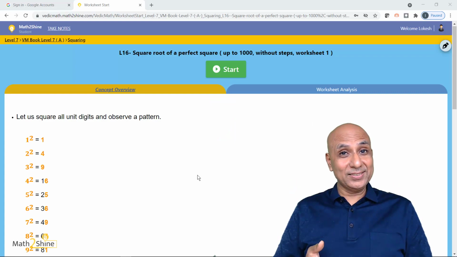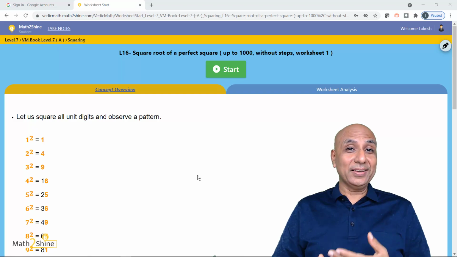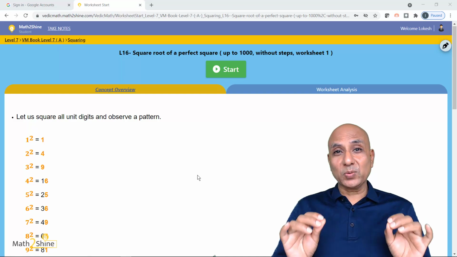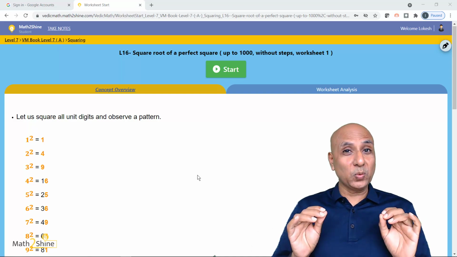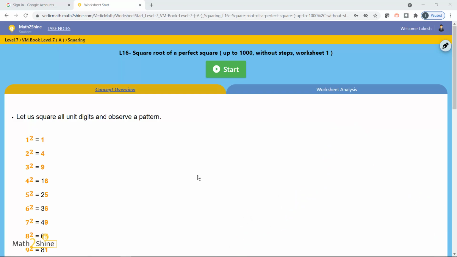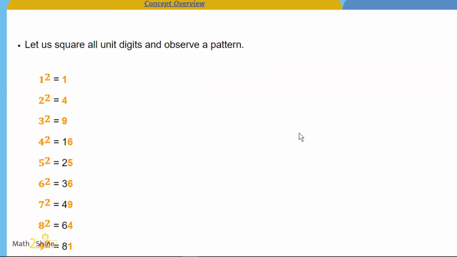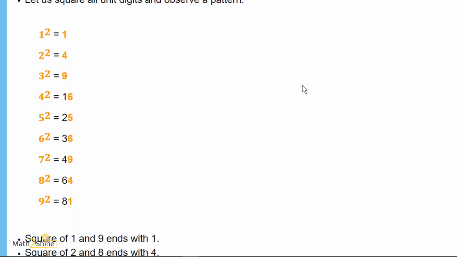There are many ways to do square root in Vedic math. Many ways to do square root of a perfect square and square root of any number. Now we will be learning a simple method which can provide lightning fast square root of perfect square numbers. We have to understand a very unique pattern which happens in all the square roots. Let us see this pattern now.